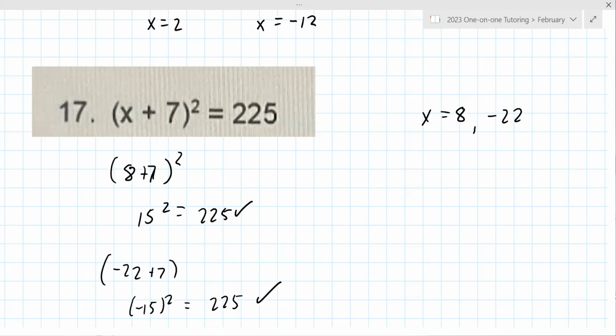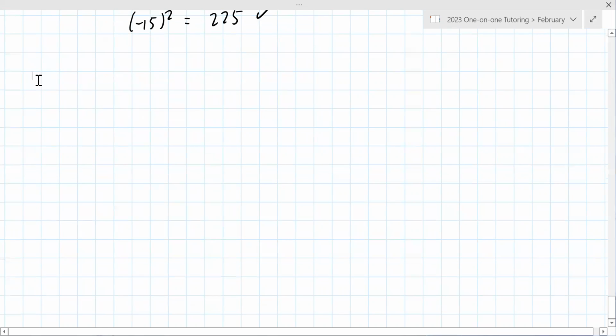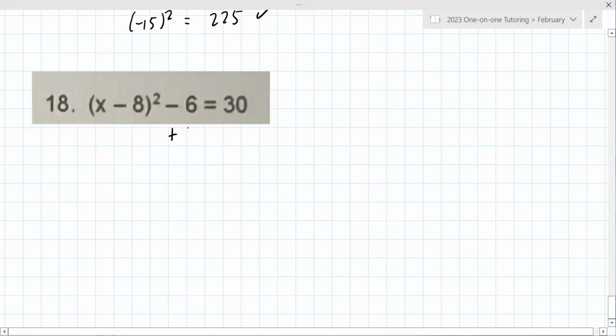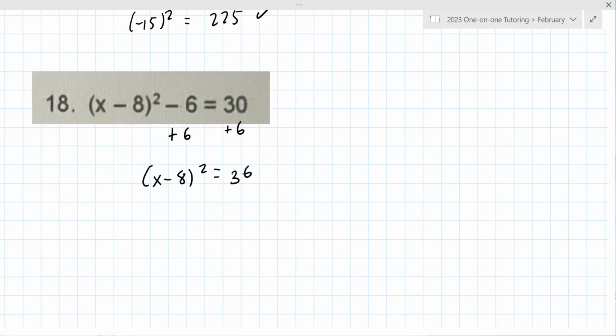So I think there's one more like that. Yeah, 18 is like that. So after 18, we move to kind of a new grouping of questions. But for 18, I think you can see that it's kind of like the last one. You got to add 6 to both sides. So you get x minus 8 squared equals 36. And from here, you're going to take a square root of both sides. So would you mind solving it from here for us, letting me know what you come up with?